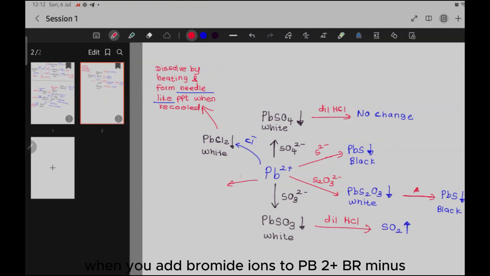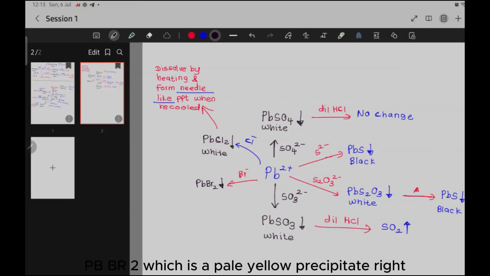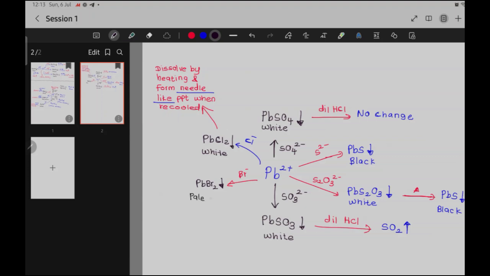And next, when you add bromide ions, Br-, to Pb2+, you get the precipitate PbBr2, which is a pale yellow precipitate. Pale yellow.